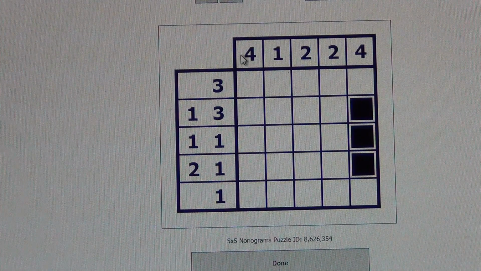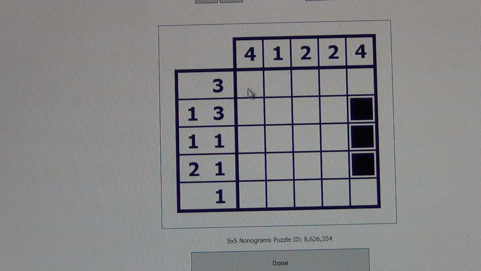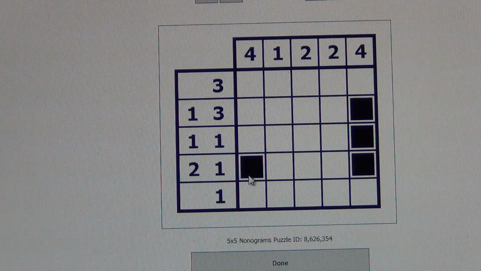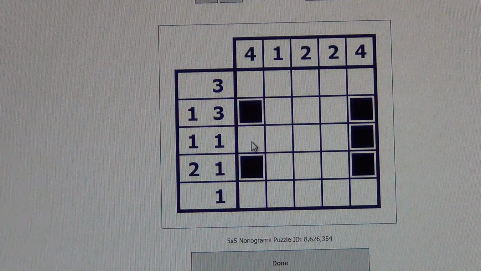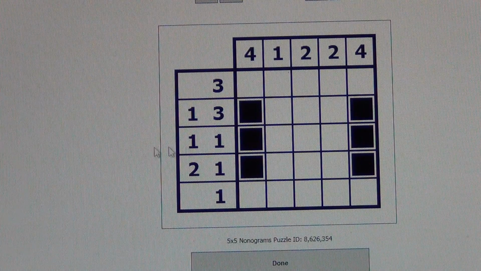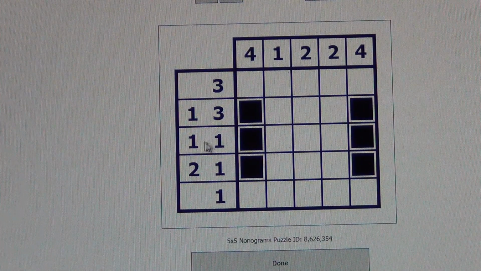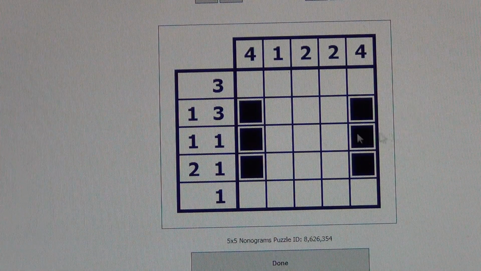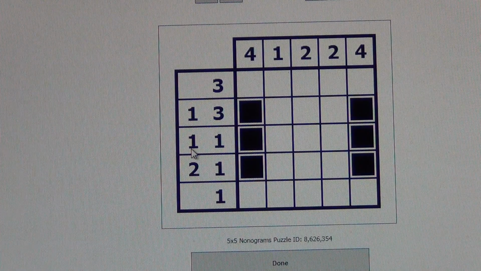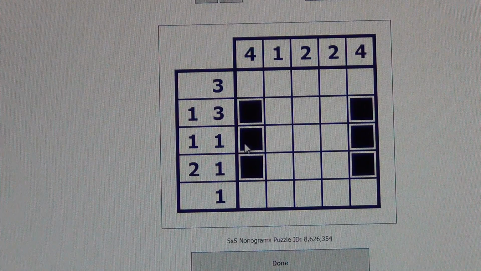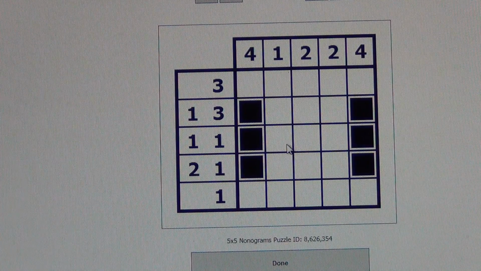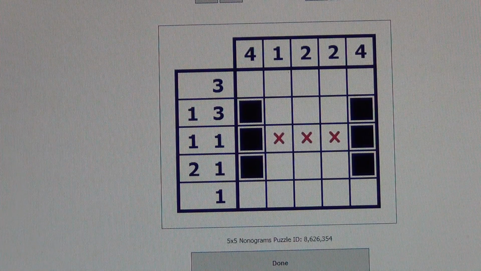But I can come over and do the same thing with this 4. 1, 2, 3, 4. 1, 2, 3, 4. Everything in between here has to be filled in. Now, right off the bat, I can see in this middle row, it's going to be 1 black square, some number of blanks, and 1 black square. Well, I've already got the 1 black square and the 1 black square, so blank, blank, blank.